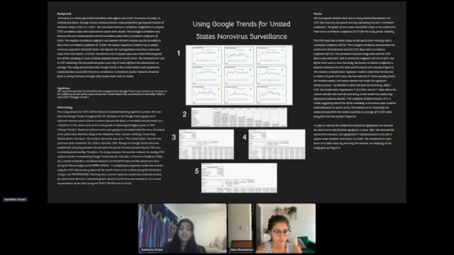A way this project could be improved upon is by using Twitter data in the future to estimate an increase in the incidences.